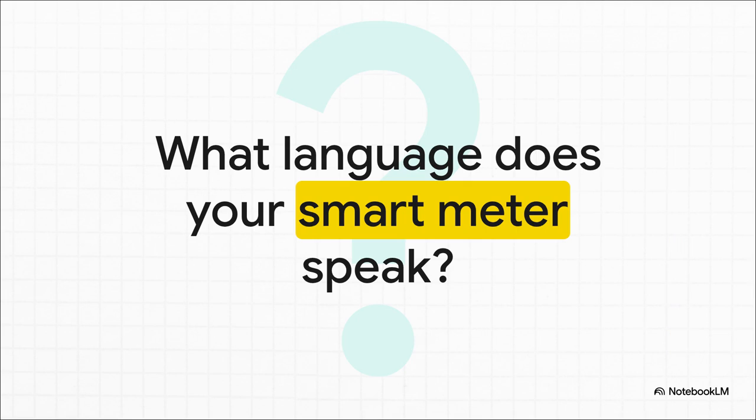It seems like a simple enough question, doesn't it? But packed inside that little box is this incredibly complex world of communication. I mean, it obviously has to talk to the utility company for billing, but what about the rest of the grid? Well, it turns out the grid isn't just speaking one language. It's actually bilingual, speaking two totally different languages for two totally different jobs.